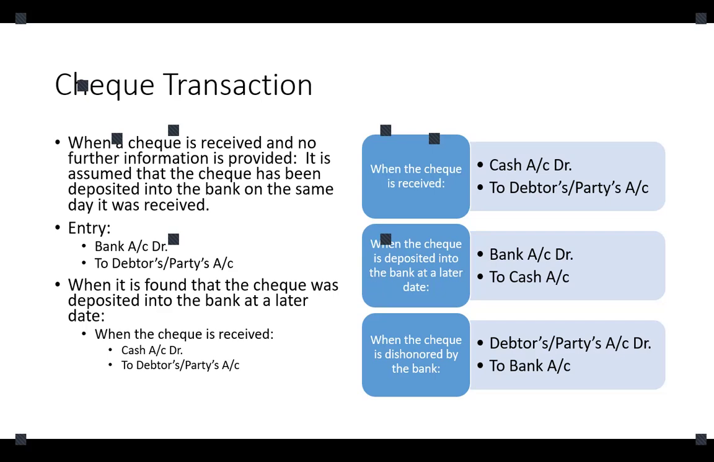When the check is dishonored, it means the check is presented by the business, but due to insufficient balance the check is dishonored, or due to any other reason the check is dishonored. If there is a signatory issue, a balance issue, a fund issue, in that case what will be the entry? Debtor or party account debited to bank account.